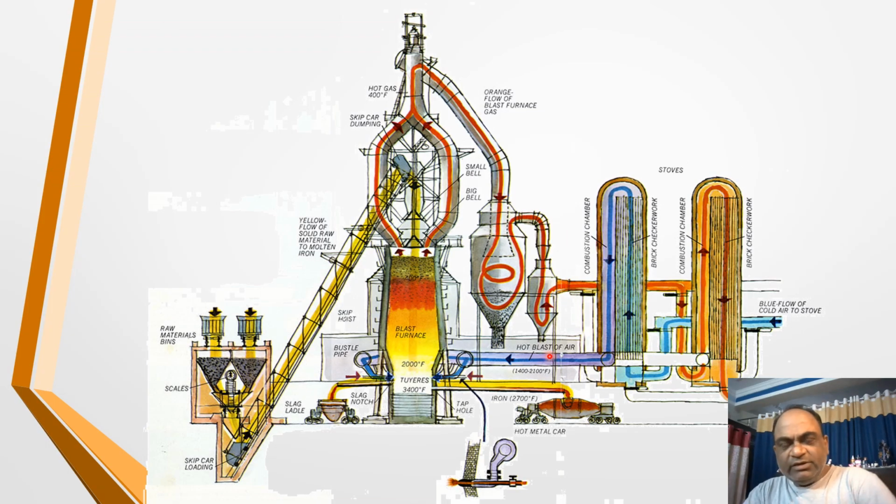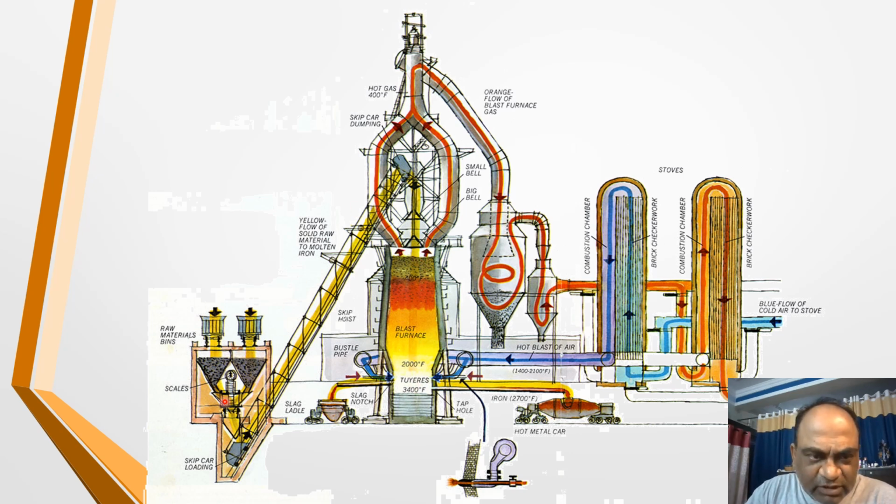This is the detailed view of the blast furnace. Sometimes the temperature inside this blast furnace goes up to 22,000 degrees Fahrenheit, and 3,400 degrees Fahrenheit at this level. So on the higher side of the blast furnace, temperature is lower as compared to the bottom side of the furnace. As the reaction going on inside the blast furnace is exothermic in nature, no additional fuel is required to keep it hot.